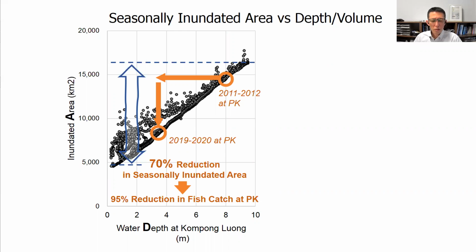For example, in one of the floating villages, they observed a 95% reduction in the fish catch. This is very large, right? Because they can catch only 5% of the usual year. So we need some more study about the fish, but if this reduction of the water level is a problem, then we can think about how much water this lake needs, right?